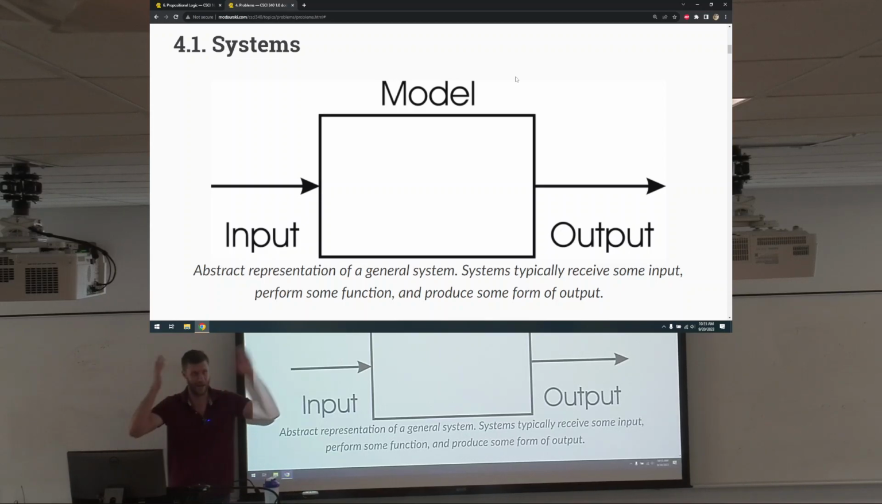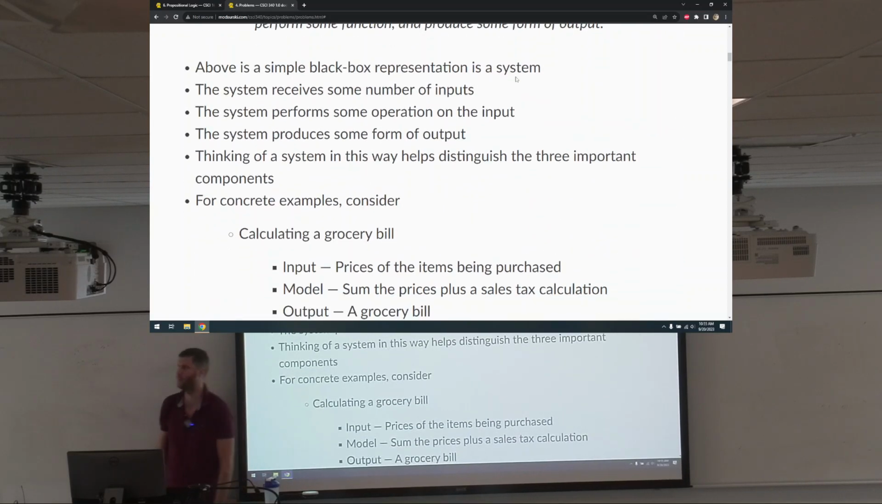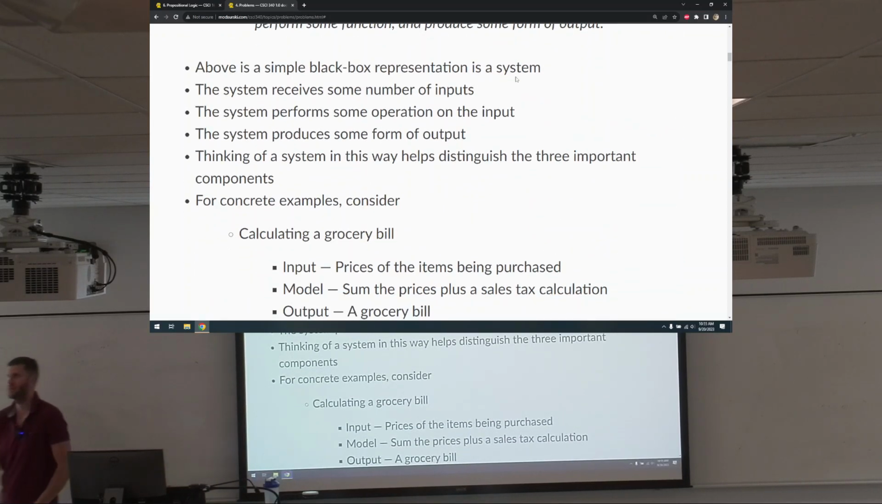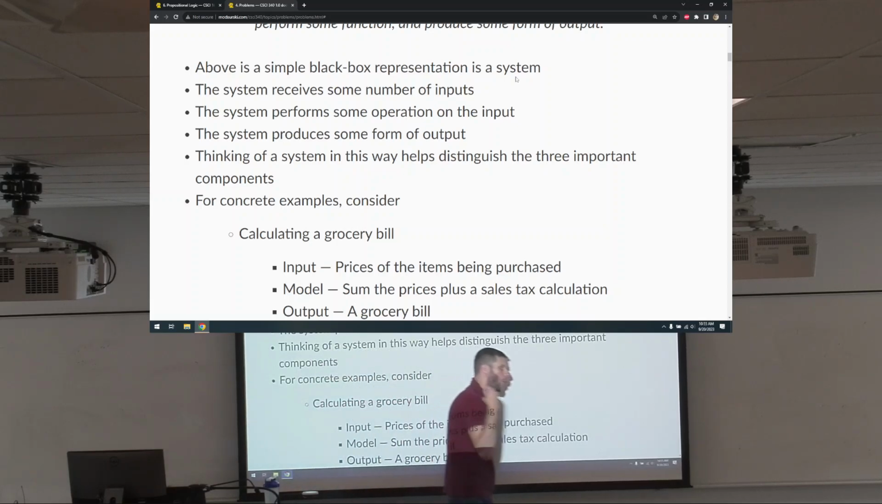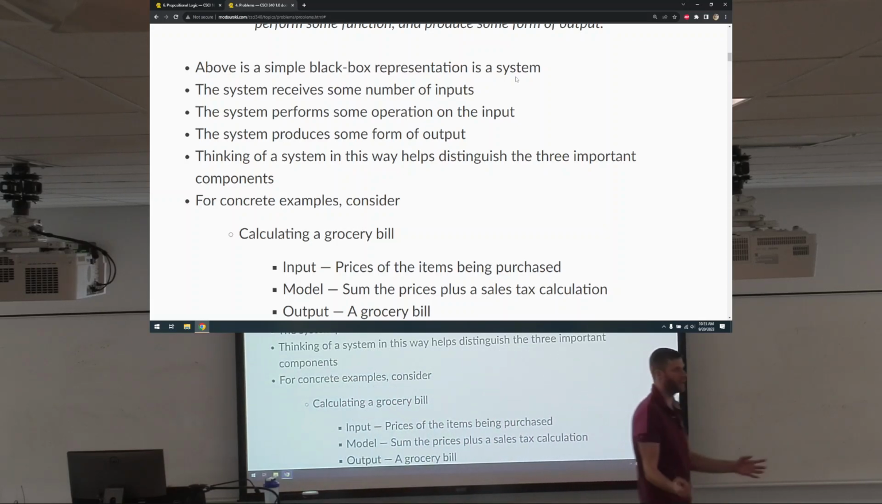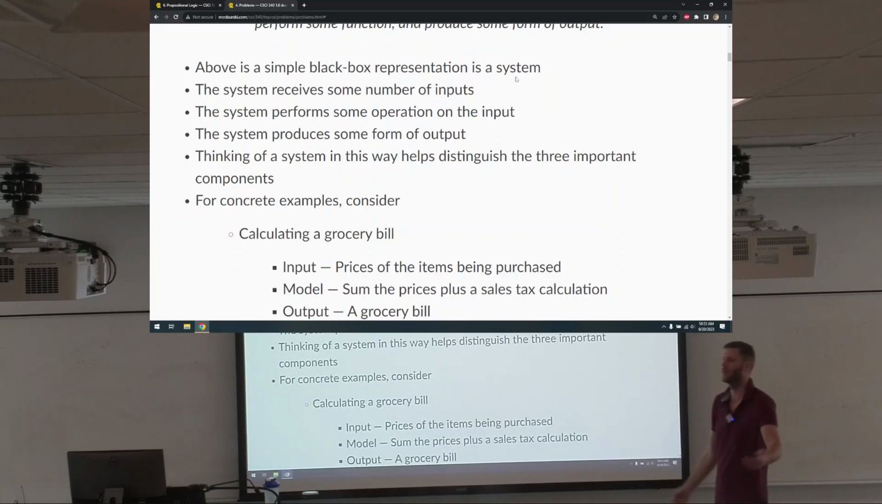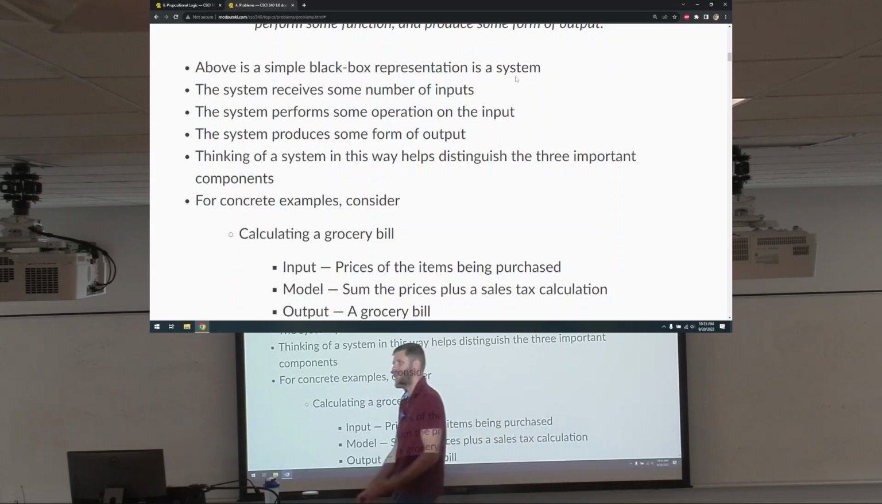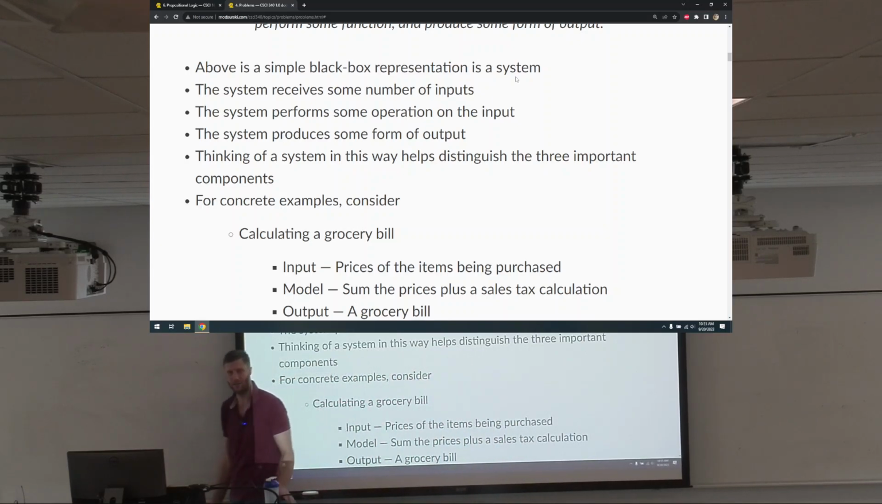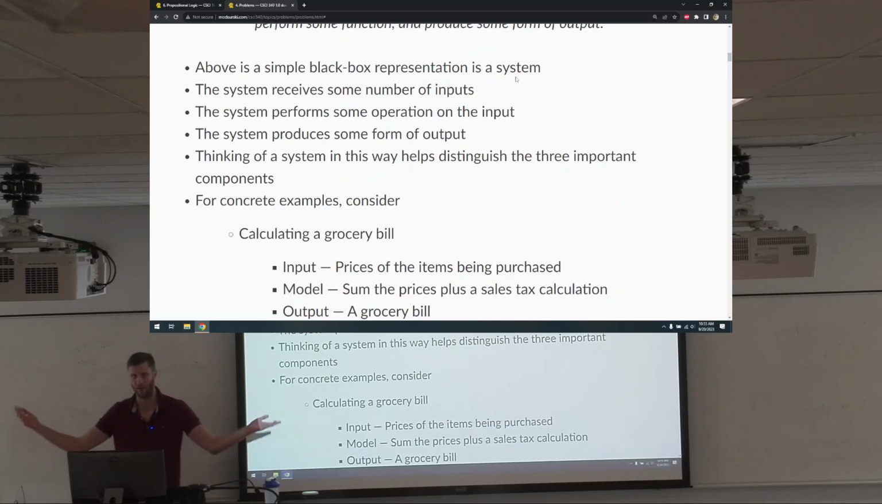But this is your systematic thinking. That's a system, all right? It's a simple black box representation. It receives some number of inputs, performs some operations on the input, and produces some output. And thinking of a system in this way really helps us distinguish 3 important components. For concrete examples, you can think of calculating a grocery bill. We know the prices. The system, the model is just sum up the prices and add the sales tax, and the output is the final bill.